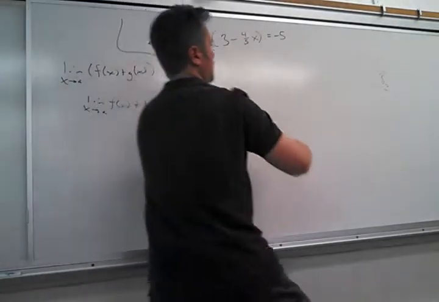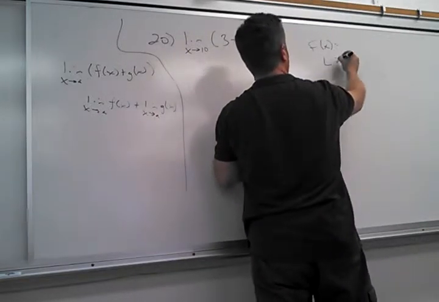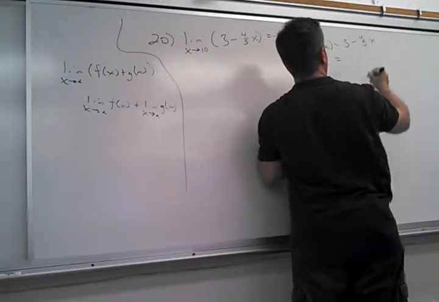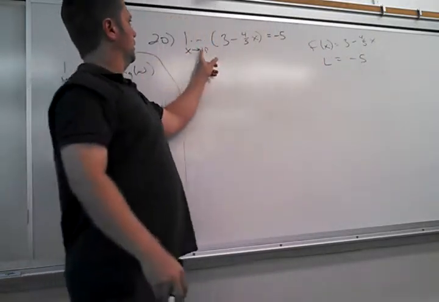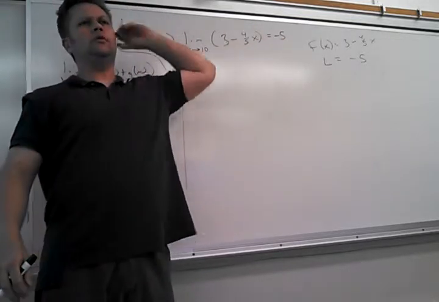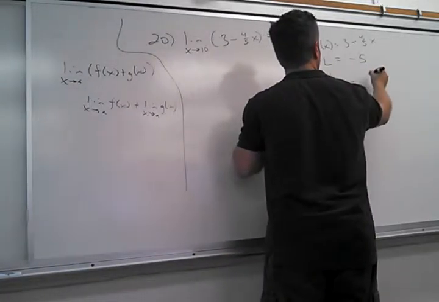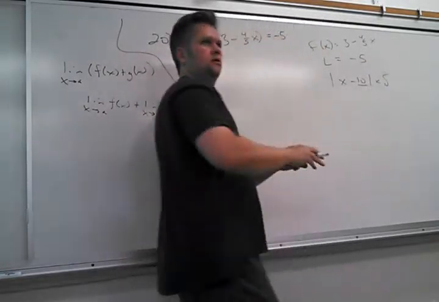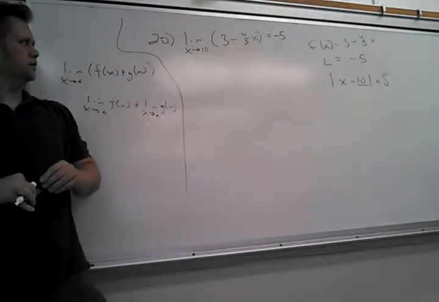So somebody help me out here. Let's identify all our players. What's f of x? And what's L? F of x is 3 minus 4/5 x. I like it. What's L? Negative 5. So we're saying that the limit of this function is that. That's the L. That's the limit. That's the function we're dealing with. What's going to eventually go in here? 10. Good, because x is going towards 10. So it's good to identify those parts before you really jump into this.